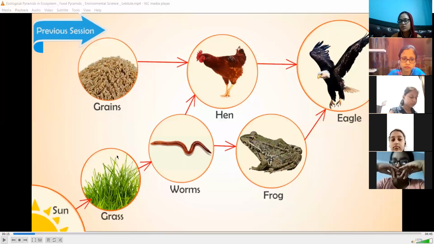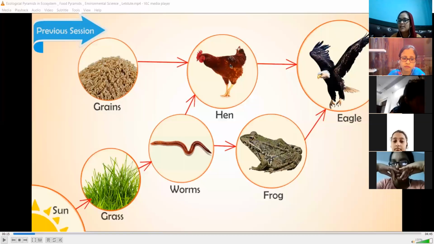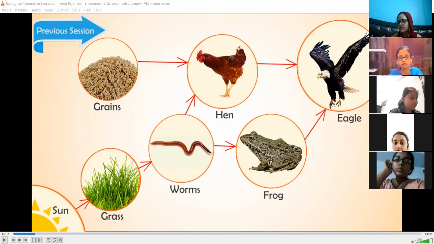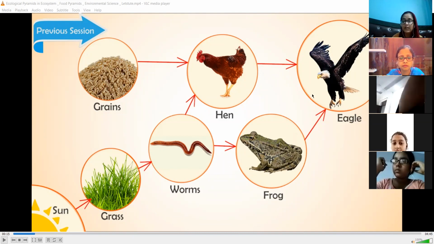These primary producers are eaten up by primary consumers, right? Or the herbivores, which in turn are eaten up by secondary consumers, right? Over here, primary consumer is the worm, and it is consumed by either hen or a frog, which take place of the secondary consumer, right? And the secondary consumer is then consumed by the tertiary consumers. Over here, eagle is the tertiary consumer. So this is one food chain, that is grass, worms, frog, eagle. This is another food chain, grass, worms, hen. Then this is another food chain, grains, hen, and eagle.